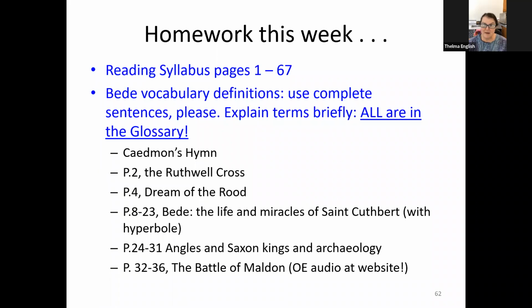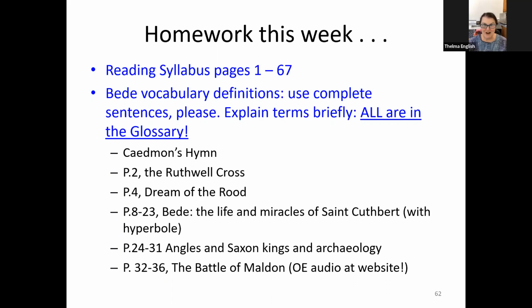Then you have your bead vocabulary definitions. Please use complete sentences. Please explain terms briefly. All of those words are in the glossary now. You're reading Caedmon's Hymn. You're reading about the Ruthwell Cross. You're not going to dream about it, you're going to read about The Dream of the Rood.